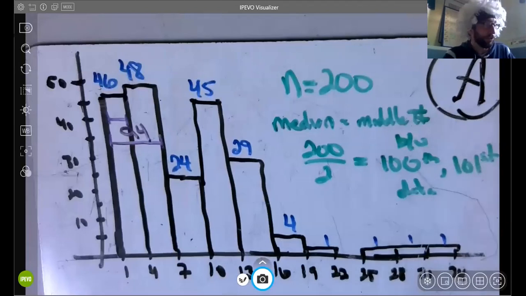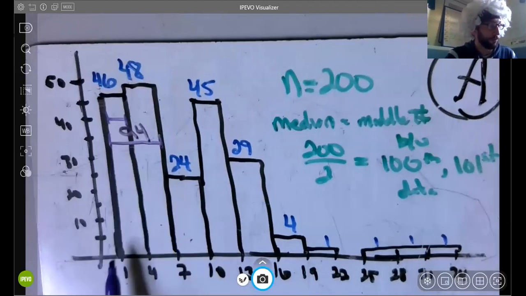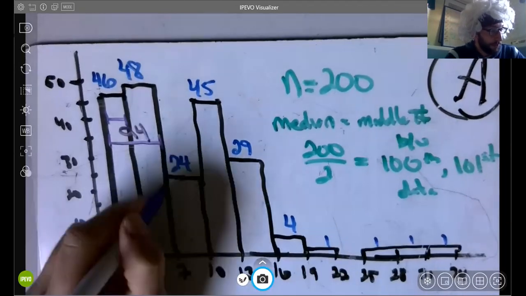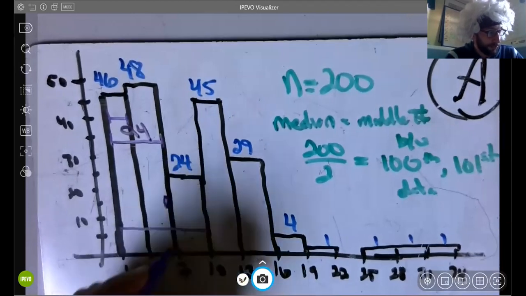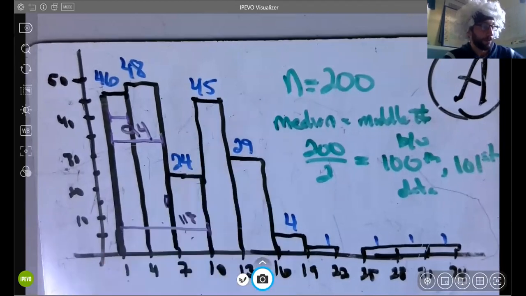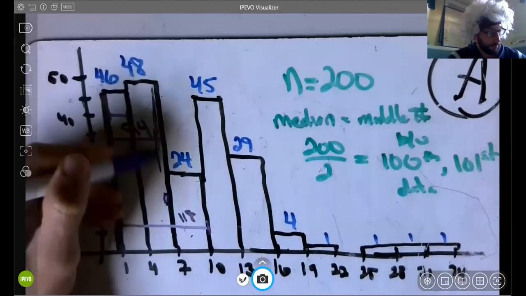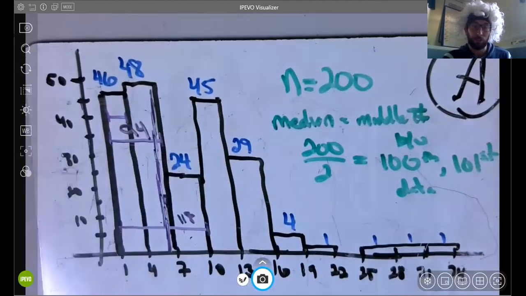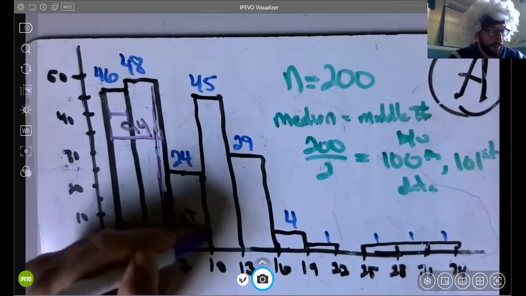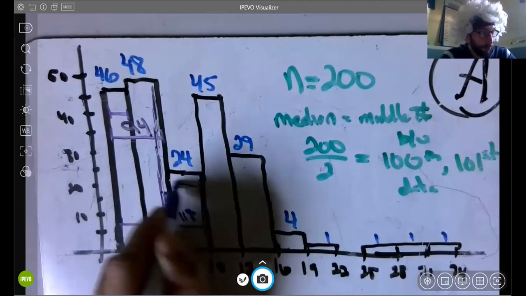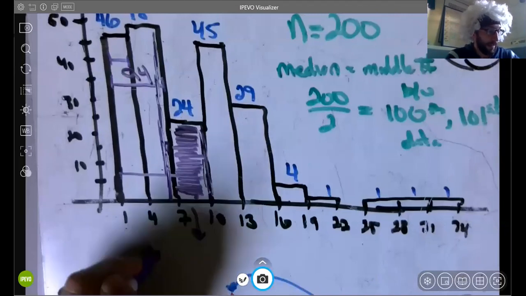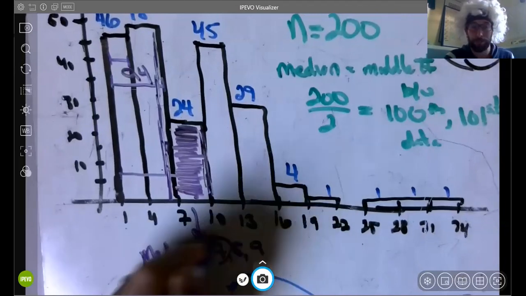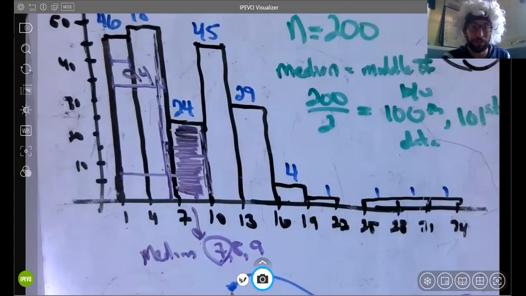So if we listed all the teaching years in order, the first 94 would be from 1 to 7. So this spot takes us up to our 94th data value. And then if we added this, that would take us up to our 118th data value. So if the 94th data value was here, and this were the 118th, the 100th and 101st data values have to be in this bin. So we know for high school A, the median has to be 7, 8, or 9, and the only options are 6 or 7, so we know the median has to be 7.